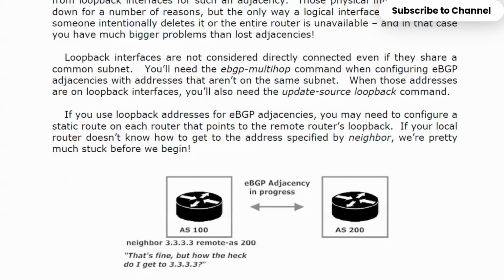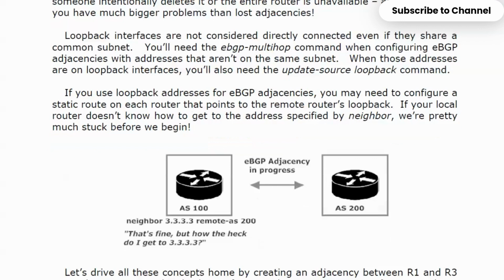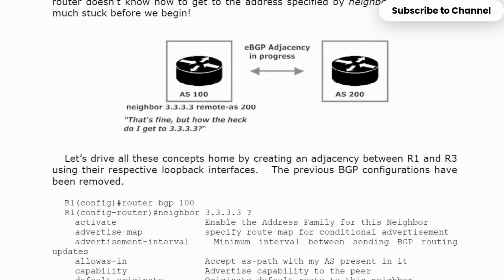We've got an eBGP adjacency in progress here on the board between a couple of routers. I've got neighbor 3.3.3.3 remote AS 200 on the one on the left, and that router is basically saying that's fine, but how the heck do I get to 3.3.3.3? What do I do? And we're going to see all of these concepts in action in our next lab, where we create an adjacency between 1 and 3 using their respective loopback interfaces.